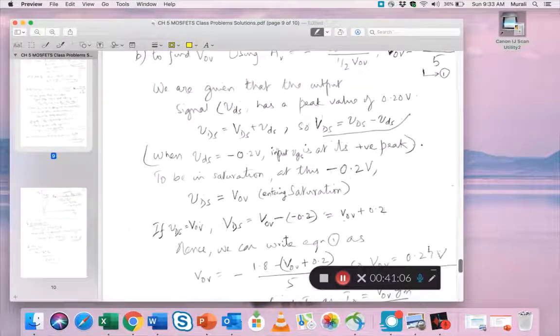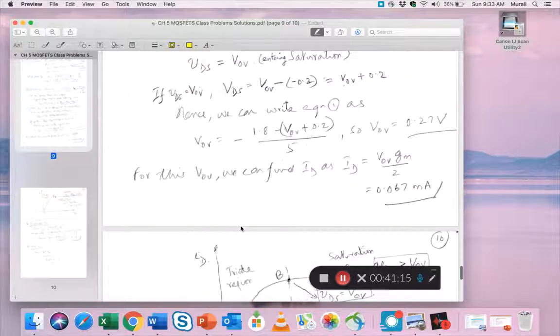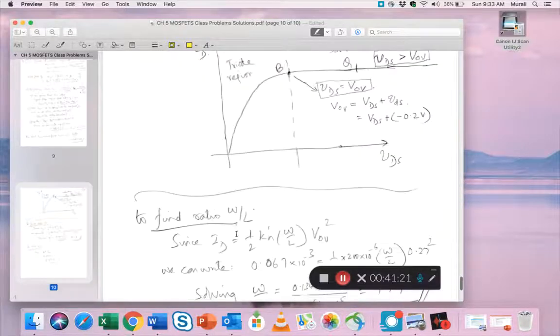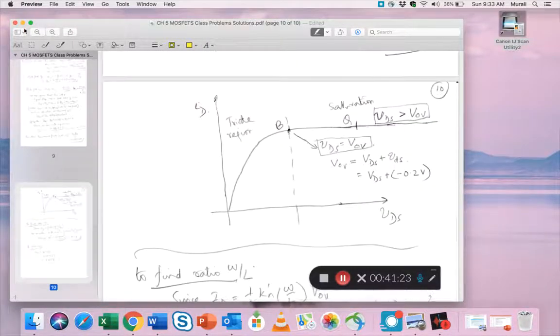You can plug this in, right? 0.27 plus 0.2 is 0.47. That would be the Q point value, right? And we haven't been asked to find that, but we were asked to find the ID, so there is your ID, and of course some of the other stuff. So it was an interesting problem.